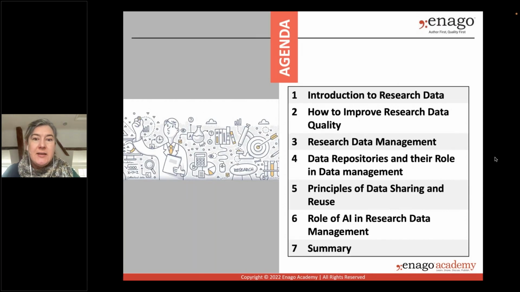So to start off, this is an outline of what we're going to be covering in the next hour. First of all, an introduction to research data, then some thoughts on how to improve research data quality, in particular thinking about its management, and data repositories and their role in its management, some of the principles, and also some of the challenges about sharing and reuse. We'll touch on the role of AI and machine learning for research data management, and then we'll give you a summary of take-homes, just to give you a sense of what you've consolidated in this session.